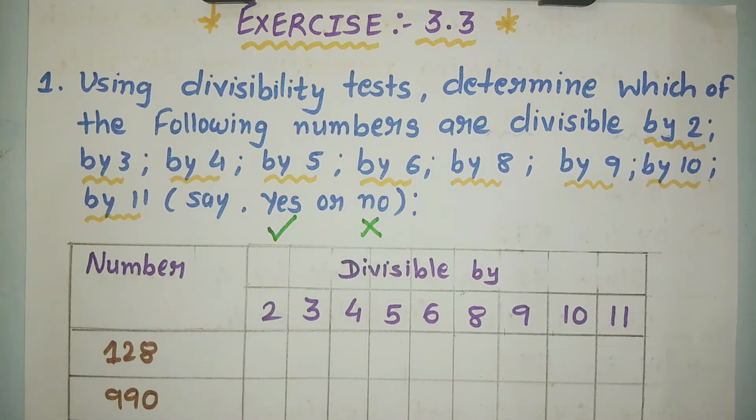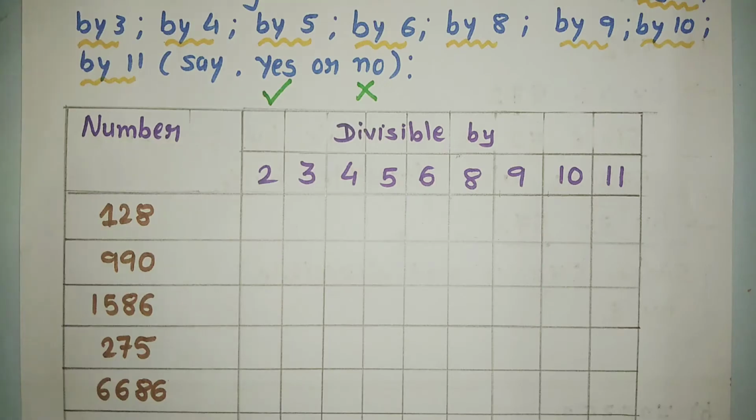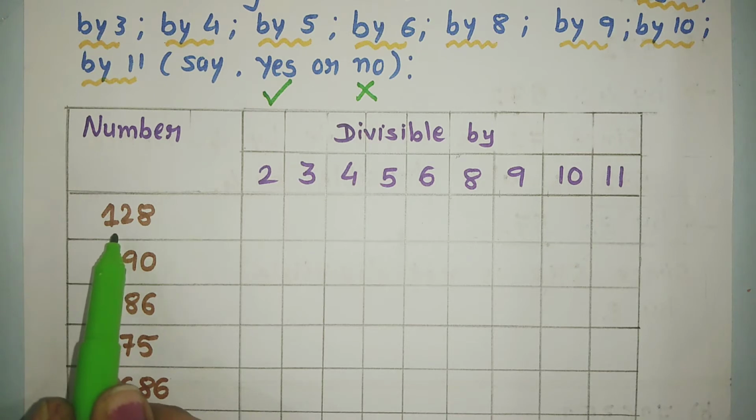Yes means correct symbol, no means wrong. So here we have to remind the divisibility rules, and we have to check whether this number is divisible by a particular number or not, and according to that we have to put the sign right or wrong. So let's begin with the first number. The first number is 128.